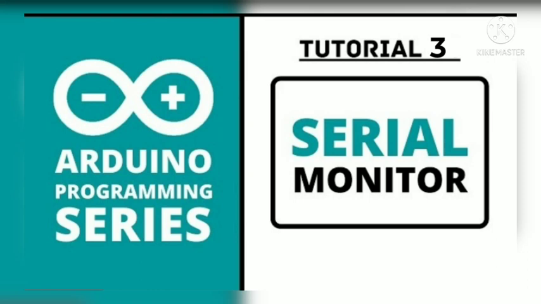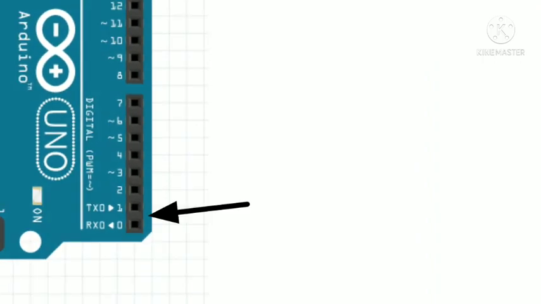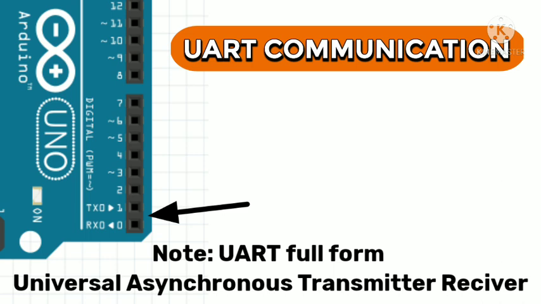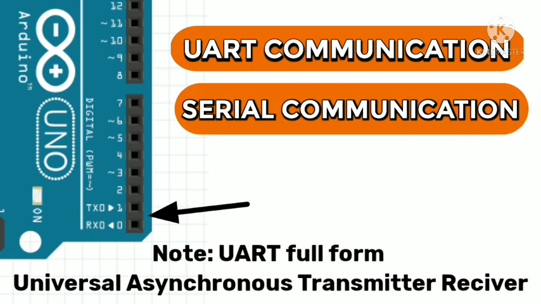So today I am going to tell you about the serial monitor. First I will tell you about serial communication. We will consider an example. In Arduino there are two pins, TX and RX. These pins communicate data using UART communication, and UART communication is also called serial communication. Those who don't know what UART communication is, I will explain.